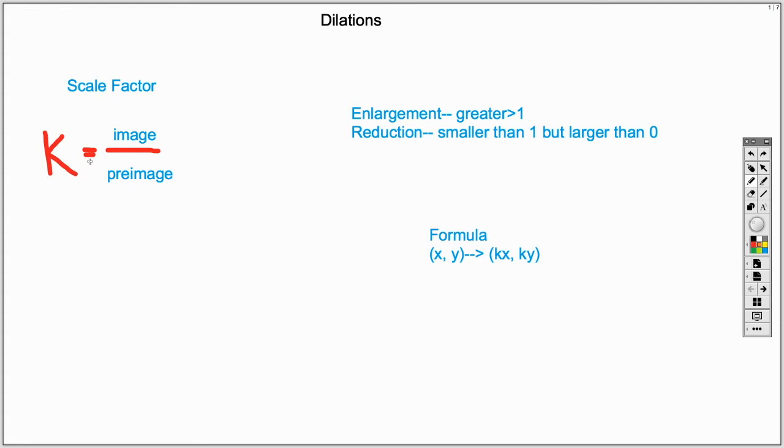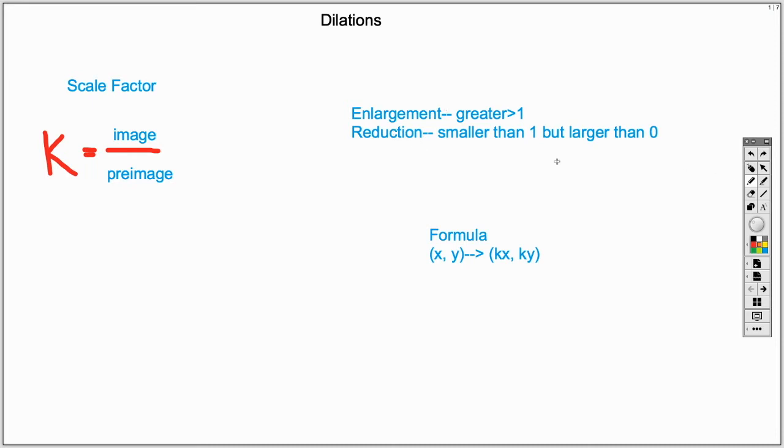And that leads to scale factor. A scale factor describes how much of it has been dilated. So how much has the image changed? Then we have a formula of image over pre-image, which I'll go more in depth later. But then we also have enlargement and reduction.